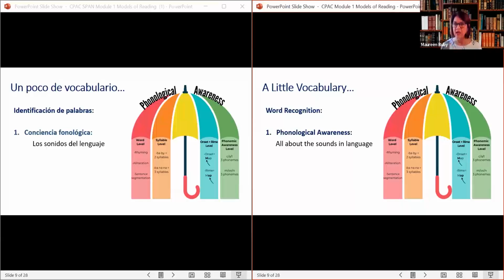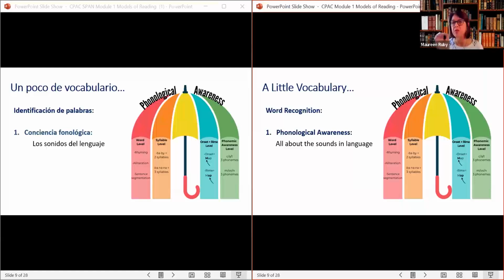And then onset and rime. This rime that I'm talking about here is not rhyme like fast, past, things that sound the same. This rime is a part of a word. An onset is the beginning and the rime is the ending. Like in the word map, the M is the onset and ap is the rime.